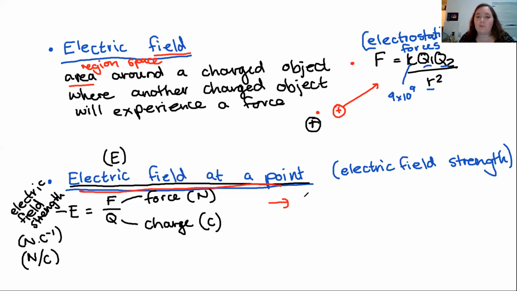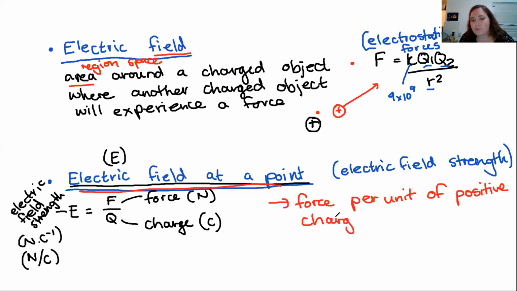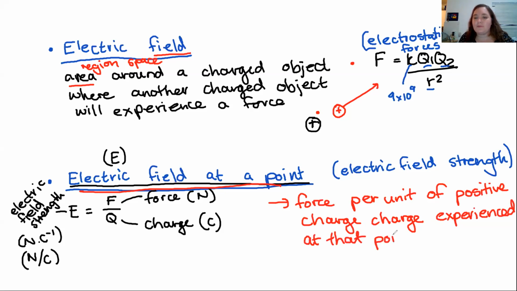So the electric field at a point is the force per unit of positive charge, or the force experienced. You can put in other words here, but the idea is it's a force per unit of positive charge experienced at that point in a field. The key idea here is force per unit of charge, with me underlining the word positive about 4 times.